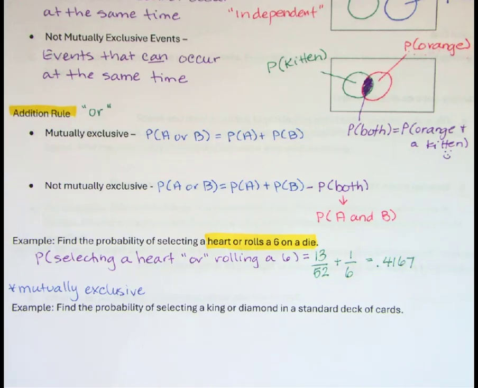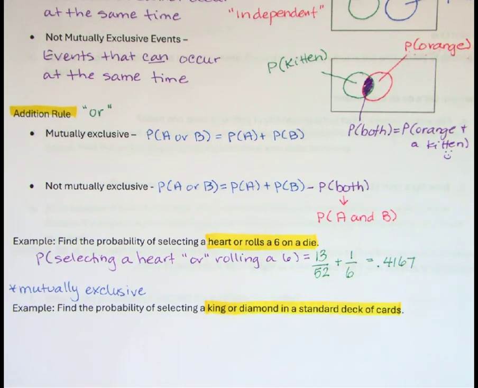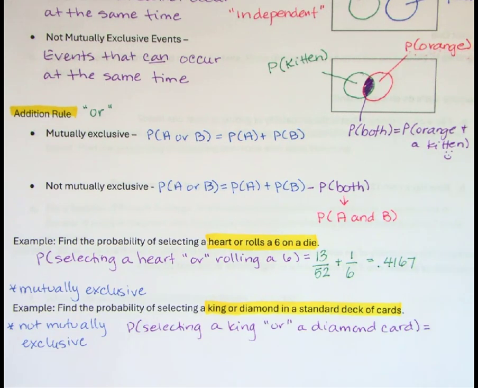For this next example, I want to find the probability of selecting a king or a diamond in a standard deck of cards. Now the issue becomes I'm working with the standard deck for both. If I pull a card, it can be a diamond, and if I pull a card, it could be a king. This means that they're not mutually exclusive. It is possible that there could be some overlap where I could get a king that is also a diamond on the card.